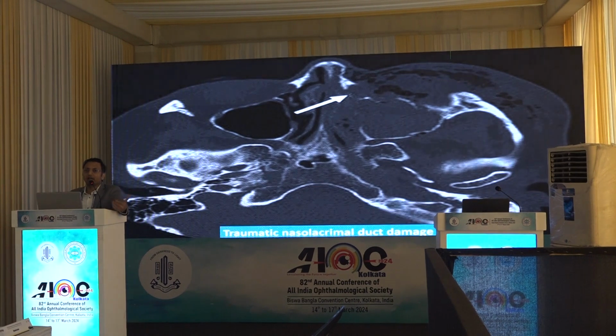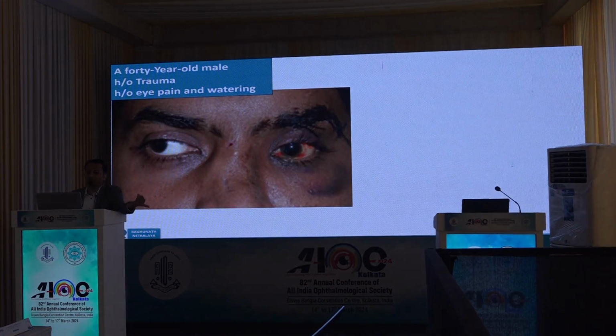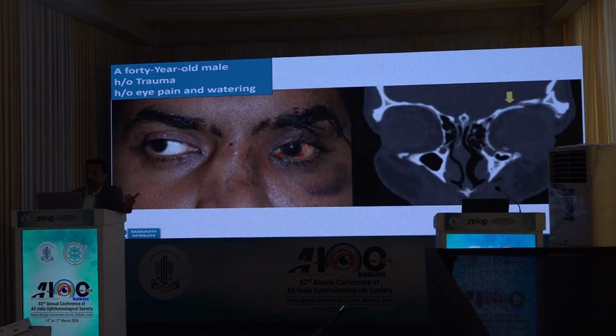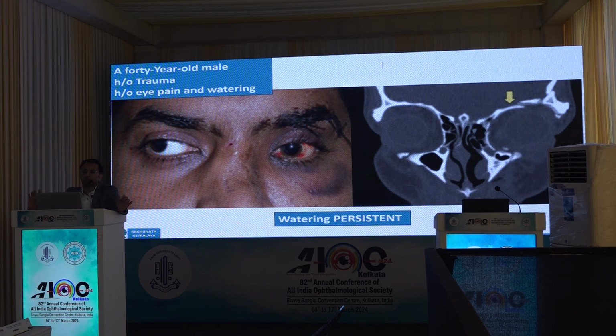Now taking ahead from this point, one more case where a 40-year-old male presents with a history of trauma, eye pain and watering. And once you do imaging, you see there is an orbital roof fracture. We take a call on this, the medial wall looks fine, the patient got operated, the rest of the management is conservative, everything went well, but the patient keeps coming to us with persistent watering. Now, there is no nasolacrimal damage, still the patient has watering. Can anyone see what is the cause here for the watering?